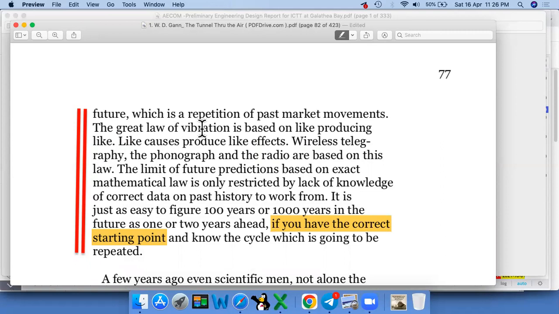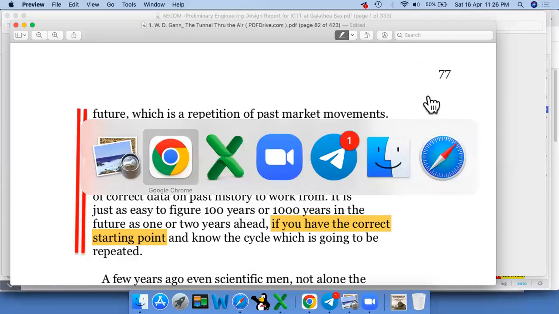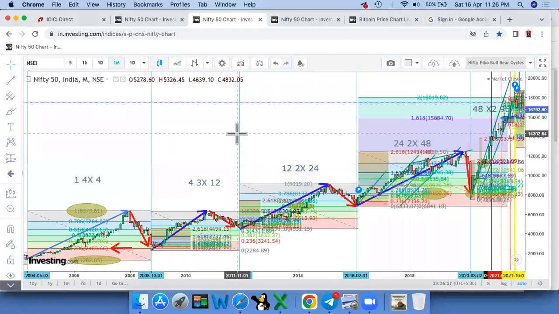Now, what he talks about here in terms of the law of vibration, as per my understanding, is nothing more than the sinusoidal wave. What happens in the sinusoidal wave is you make a high, you come back, again make a low, high, low, high, low. Only thing is the sinusoidal wave is range bound. Here we are making a high, making a low, again making a higher high, low, right?